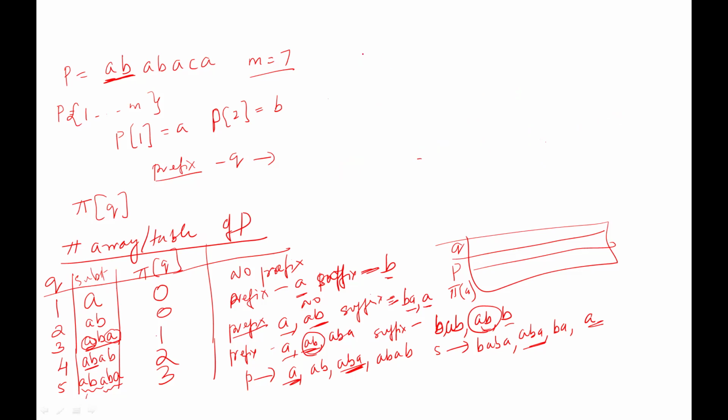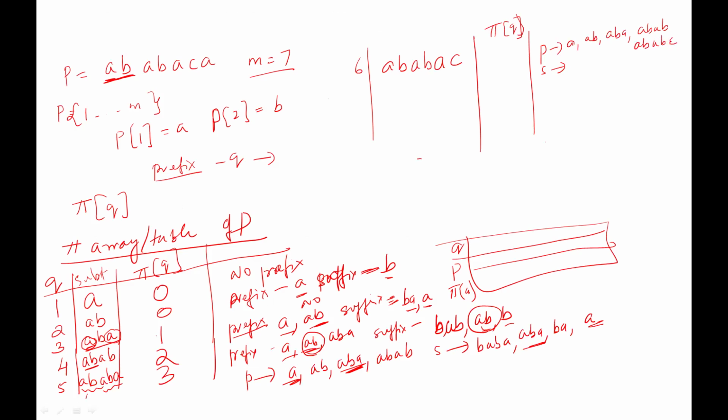Okay, so now for the 6th character, we have A, B, A, B, A, C. So this is what we have. So what is pi of Q? We have to find out. Tell me what is the prefix and what is the suffix. So prefix will be A, AB, ABA, ABAB, and then finally ABABC.